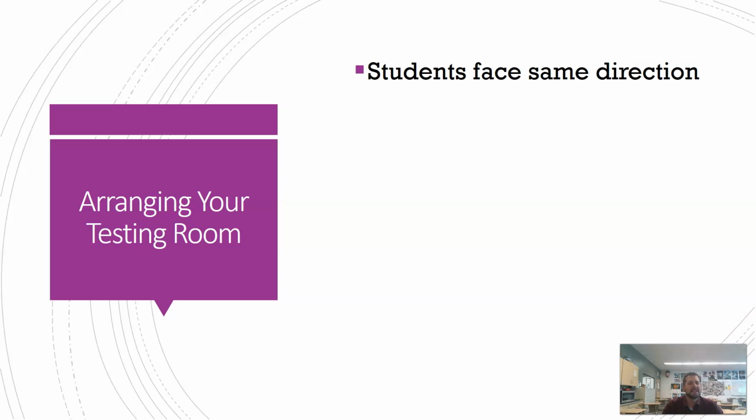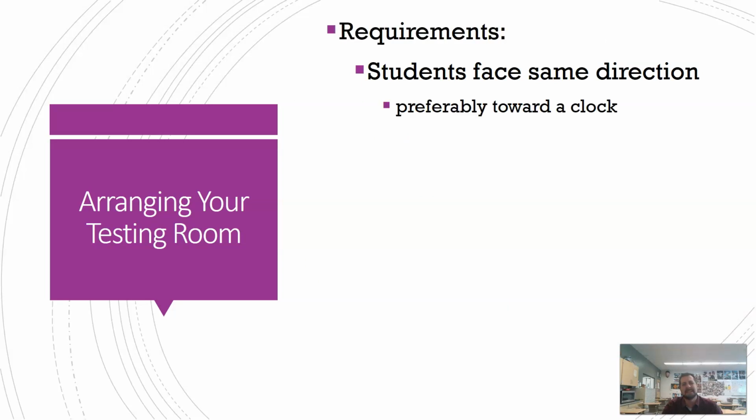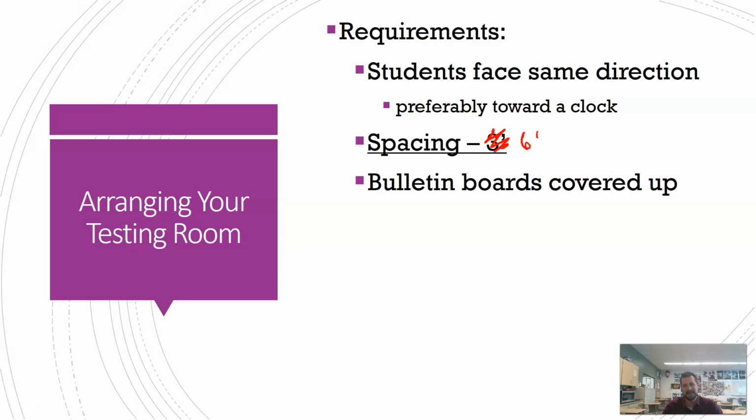As far as the test room goes, everybody has to be facing the same direction. If you can help it, towards a clock would be nice, but it is not necessary. Oh, that's a lie. It's not 3 feet of spacing. This time it is 6 feet of spacing between each of your test takers. Make sure that they are appropriately social distancing. Any bulletin boards that may help them need to be covered up.